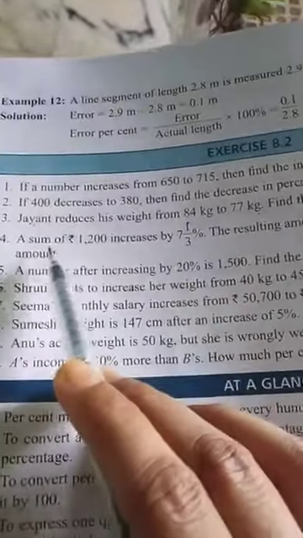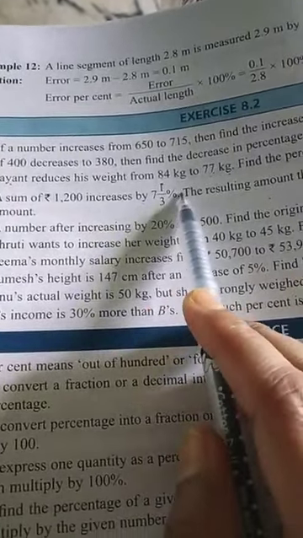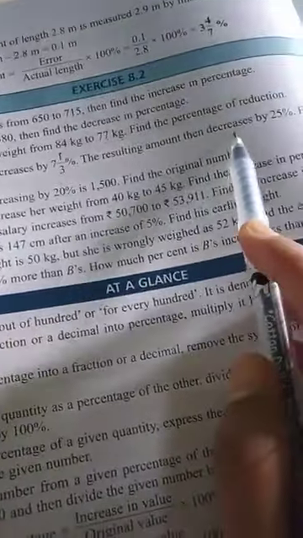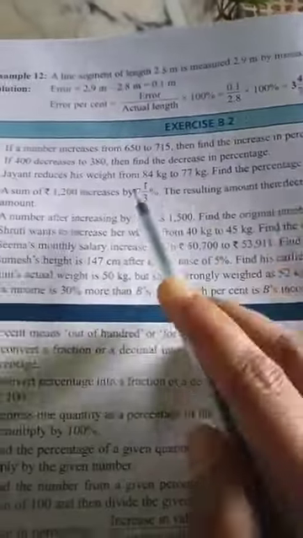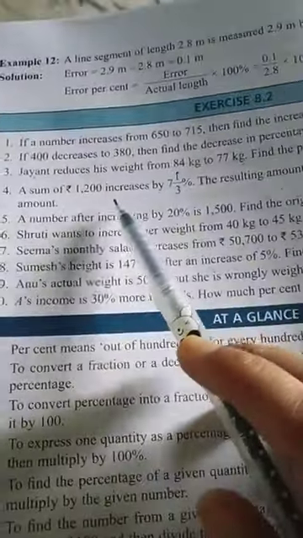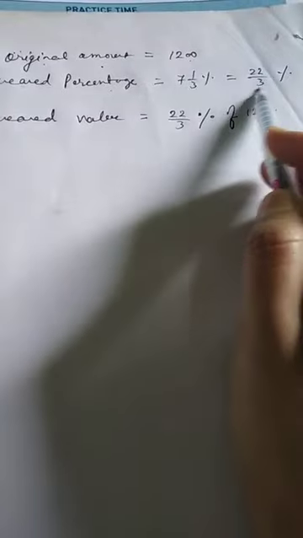Question number 4. A sum of rupees 1200 increases by 7 1/3 percentage, means this is increased by this percentage. The resulting amount then decreases by 25%. First this amount increased by this much and then the resulting amount decreased by 25%. Find the final amount. We have to find the final amount. You have to see this question carefully. Look at here. We know the original amount is 1200, okay, and increased percentage is given 7 whole 1/3 percentage, means 7 times 3 is 21 plus 1, 22/3 percentage increased.